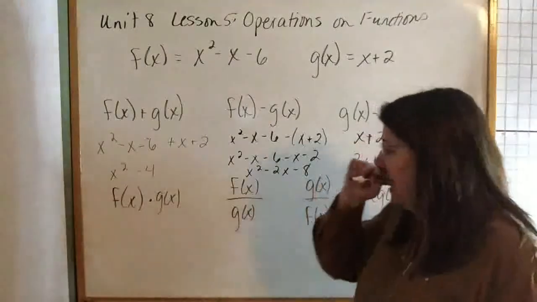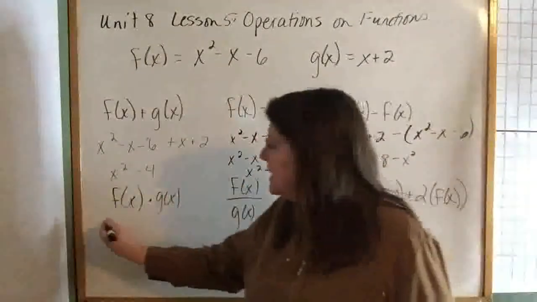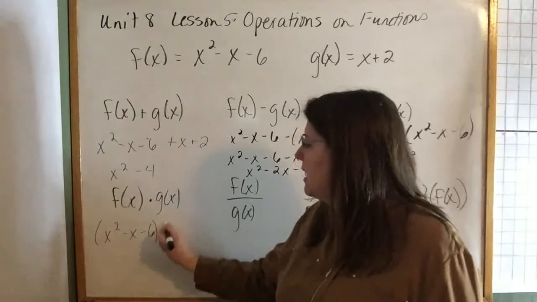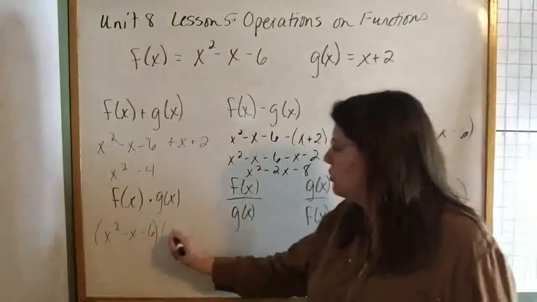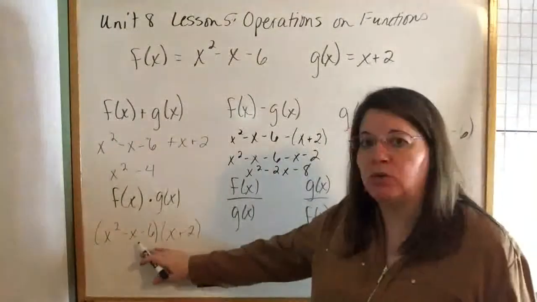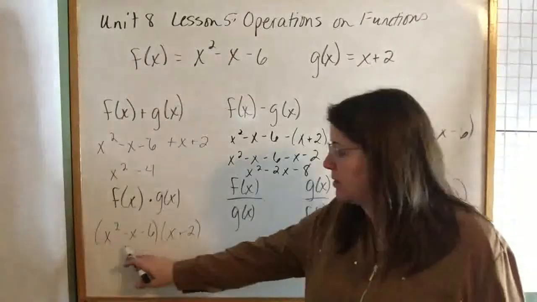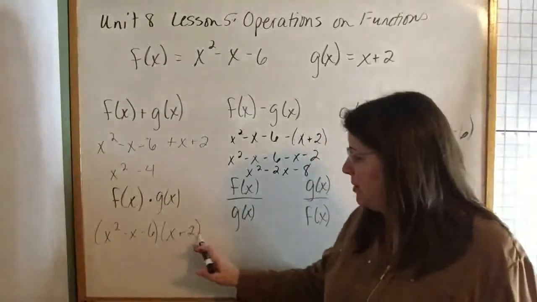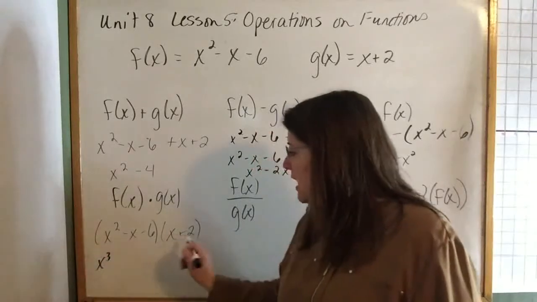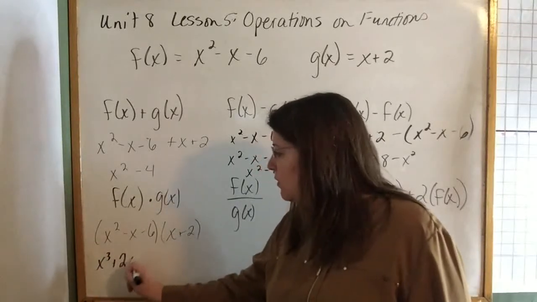Here, f of x times g of x. I'm going to take the x function, x squared minus x minus 6, and multiply the x plus 2. And so in doing this, I have to do the distributive property several times. I'm going to take x squared and multiply it by both of these terms. X squared times x is x cubed. X squared times 2 is positive 2x squared.